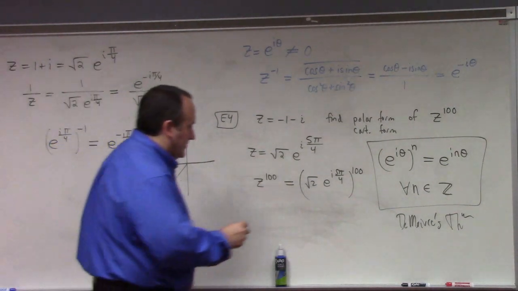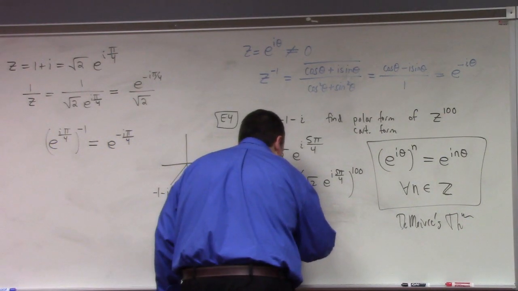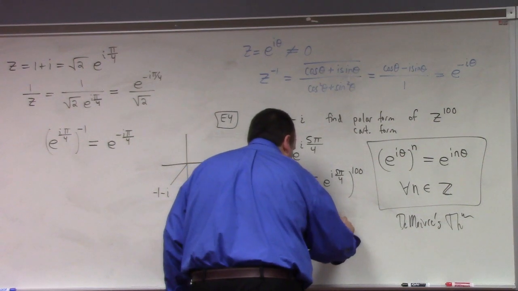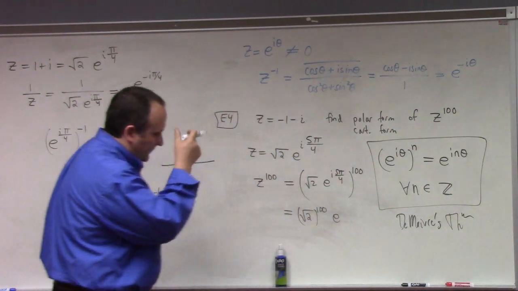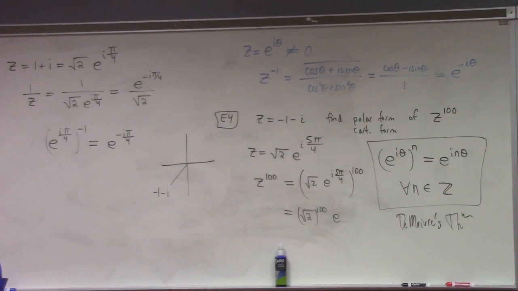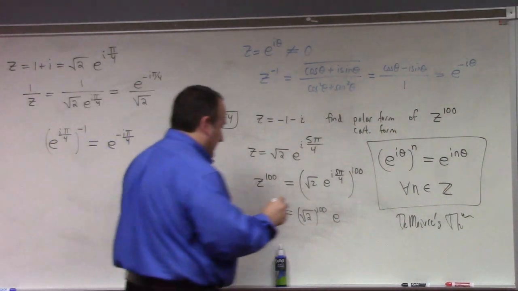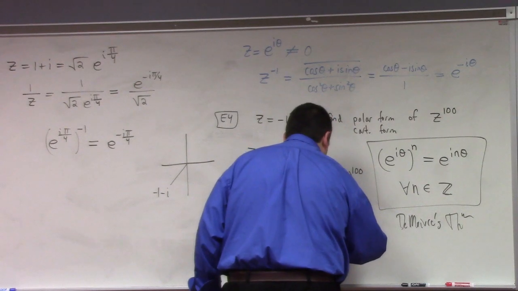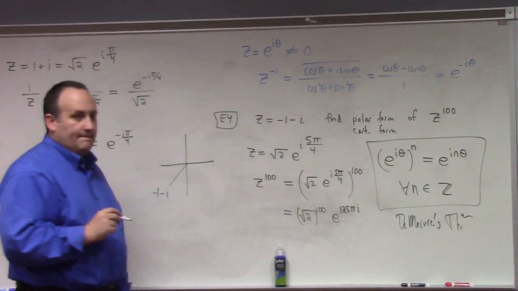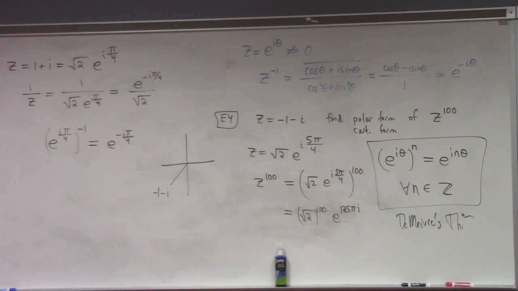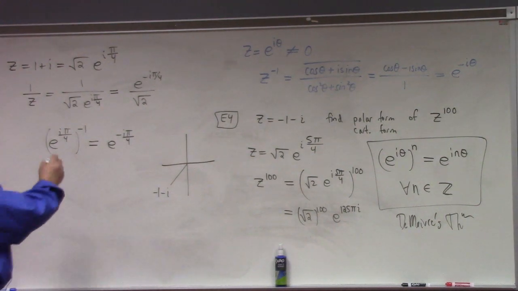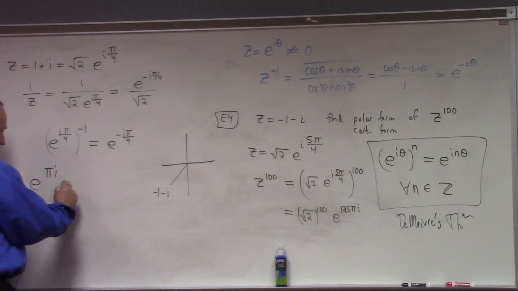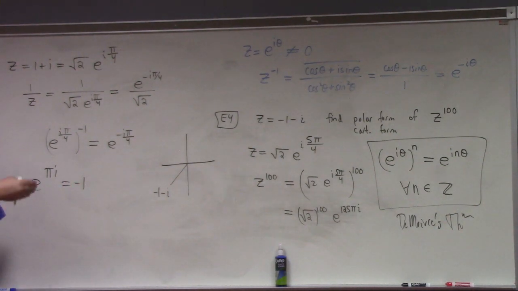And then you've got the square root of 2 raised to the 100 power times e to the i, what's 100 times 5 pi over 4? Well, I do believe that's 125 pi i, right? And using the 2 pi periodicity, I can erase the 125 and just drop it back to pi i. What's e to the pi i? Minus 1 is right, because cosine of pi is minus 1, sine of pi is 0.